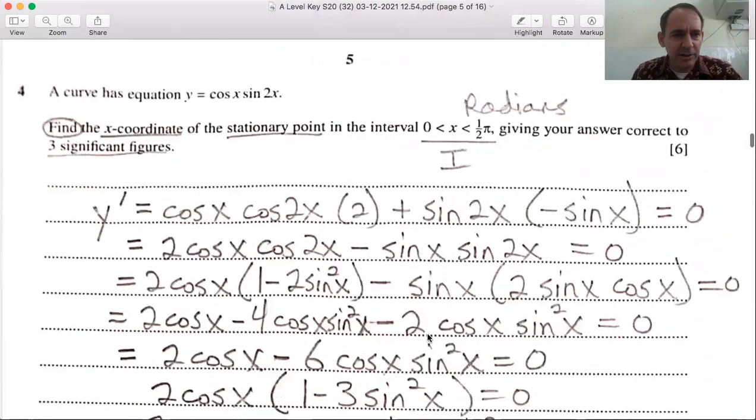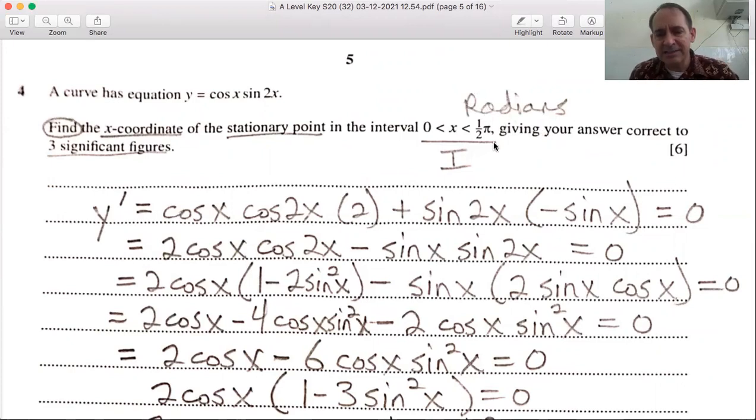Moving on to number 4 here, a curve has an equation y equals cosine x sine 2x. Find the x-coordinate of the stationary point in the interval from 0 to pi/2, giving your answer correct to 3 significant figures. So let's go to the interval first before we forget. Notice the interval is in radians. Since we're dealing with trigonometry, make sure your calculator is changed to the radian mode for this question.